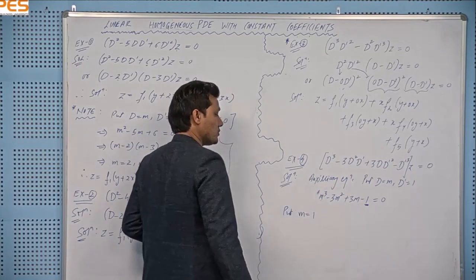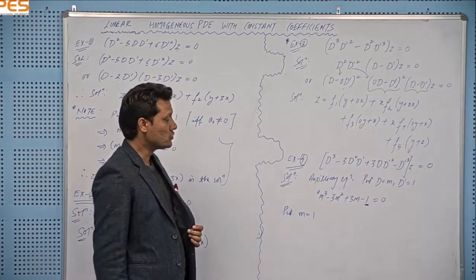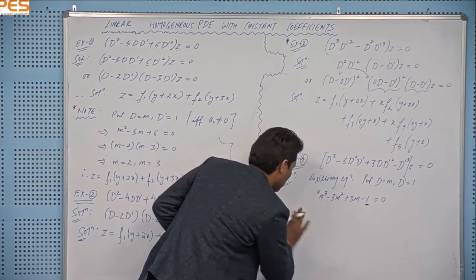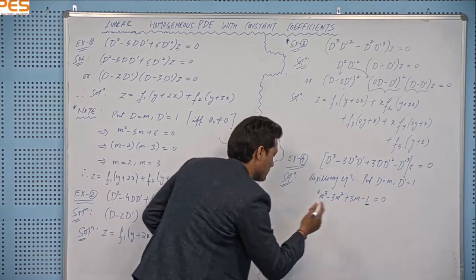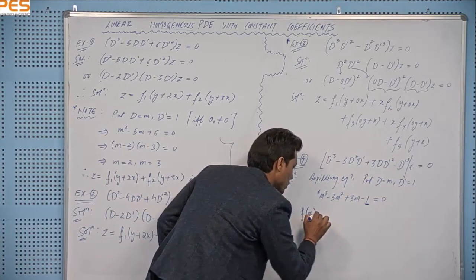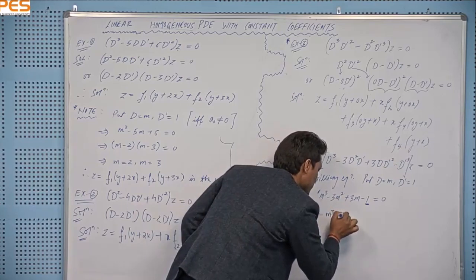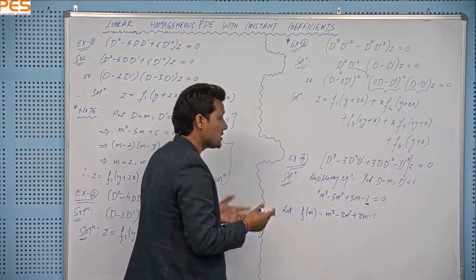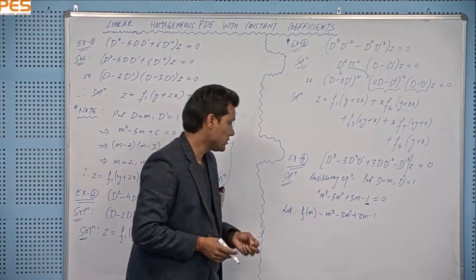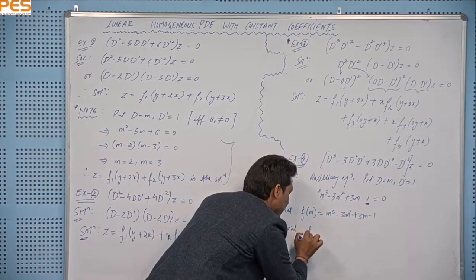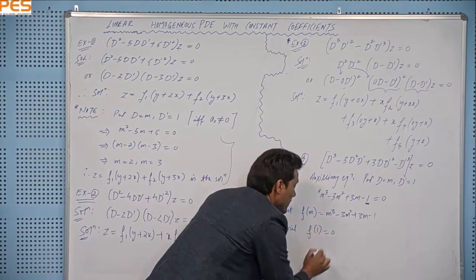Then ultimately we will get 0, meaning m equal to 1 is one of the roots of the equation. Let me call it some function f(m), f(m) equal to m cube minus 3m square plus 3m minus 1. And by trial, you see that f(1) equal to 0, because 1 is the root of the equation.